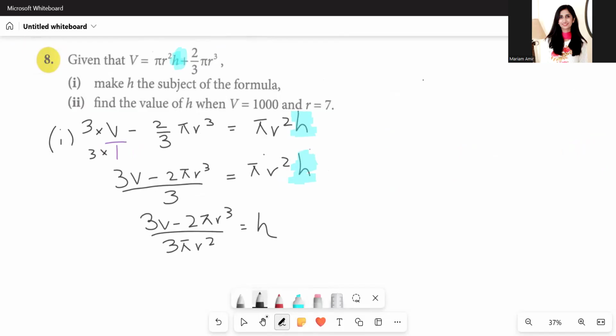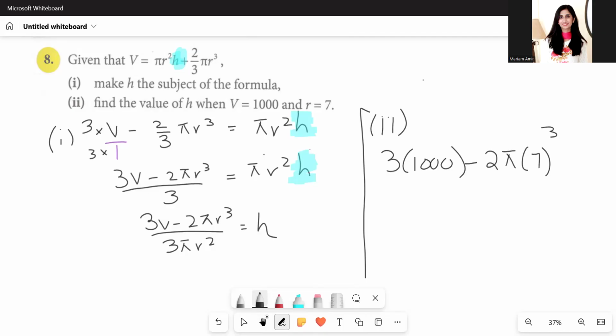Okay. So for part 2, all you need to do is substitute these values. V is now 1000. We'll replace this V with 1000 and R is now 7. So we'll replace every R with 7. Okay. So we have 3 times 1000. Enter this in the calculator. Minus 2 pi 7 cube divided by 3 pi into 7 square.